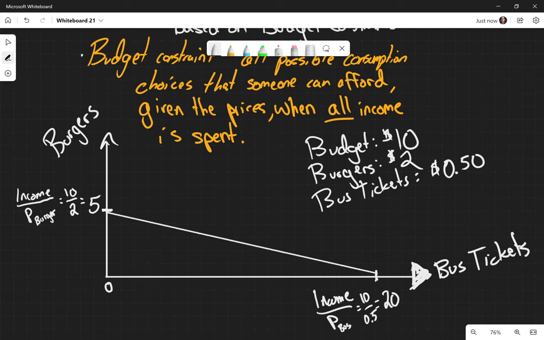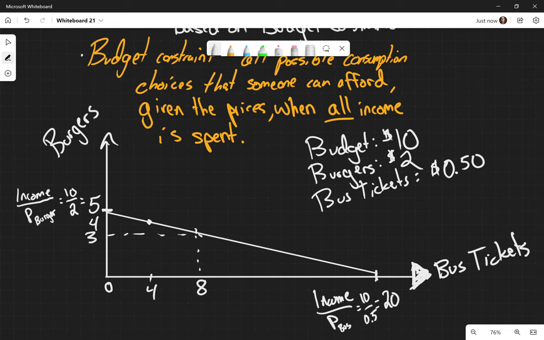And we have different points along that straight line where, if we wanted to, we could buy 4 burgers and 4 tickets. Or we could buy 3 burgers and 8 tickets, and so on and so forth, right?